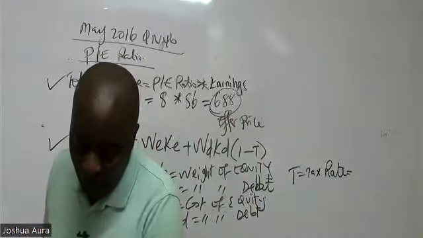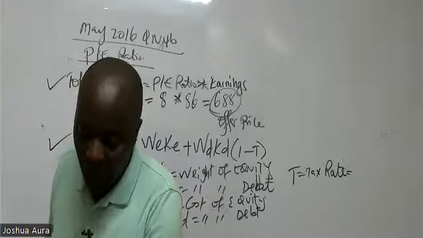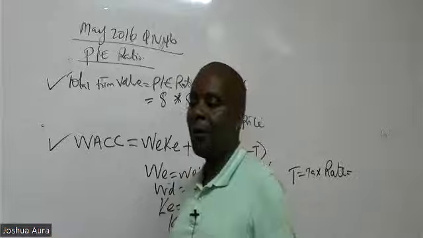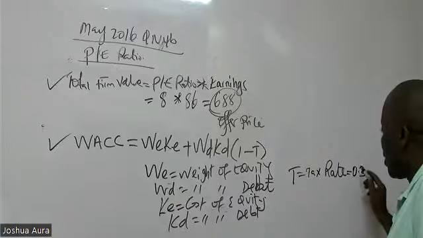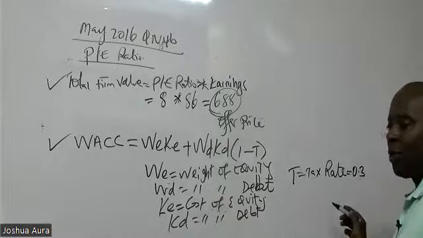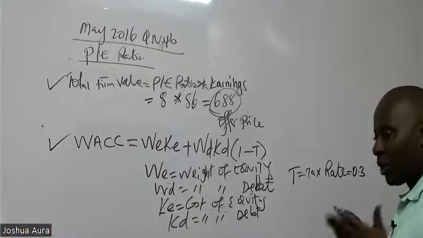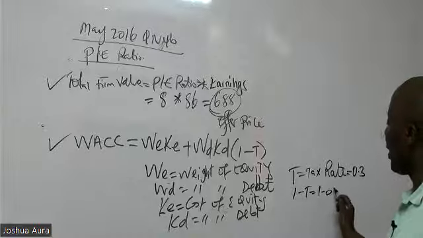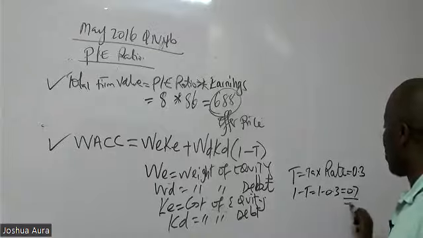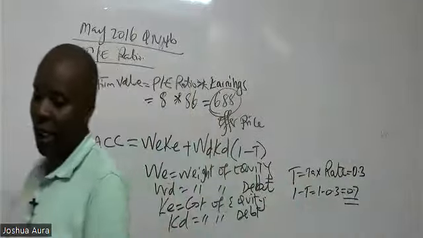Before required, there is a place where they told us, in the second last paragraph, the tax payable is 30%. They always tell you about tax. If they don't tell you, you don't assume. If in finance they don't tell us what the tax is, we don't assume; it will always be zero. If they tell us it's 30%, then we know that 1 minus tax will be 1 minus 0.3, which will give me 0.7.